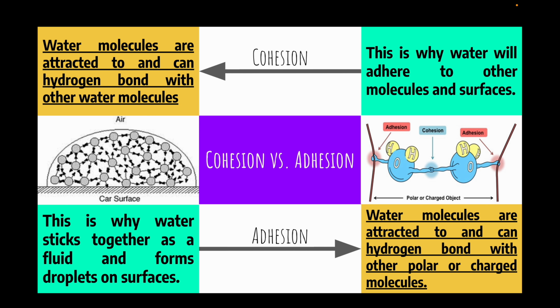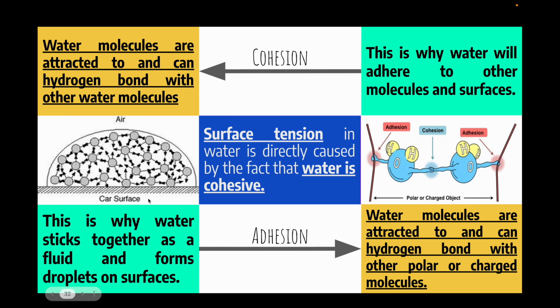And this is why water will adhere to other molecules and other surfaces, all right? And we're going to talk about how surface tension is directly caused by the fact that water is cohesive. Surface tension is basically creating a little skin on the water surface. Water molecules at the surface are surrounded by air on one side, so they hydrogen bond with fewer neighbors. That makes the remaining bonds very strong, and so it's going to resist being ruptured, right?